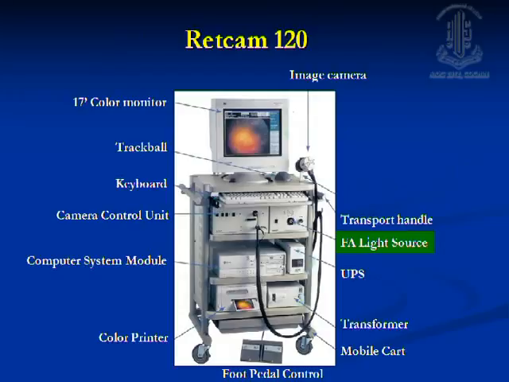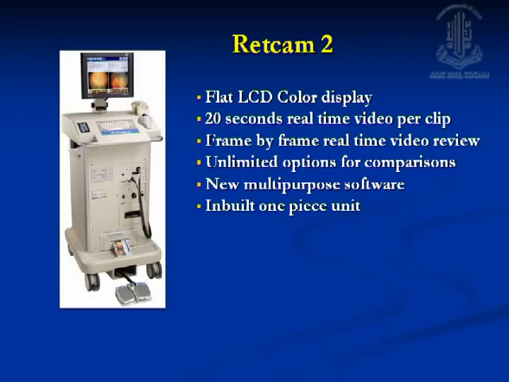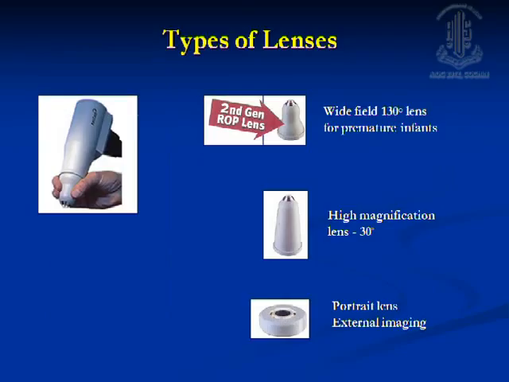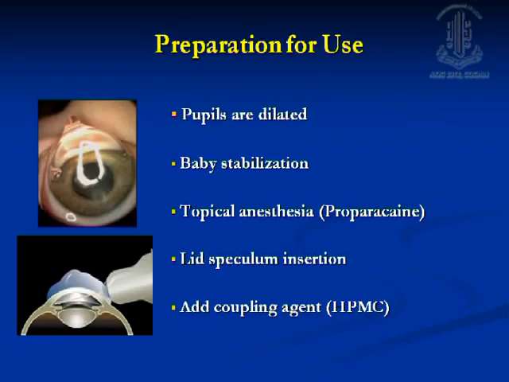Basically, it consists of a monitor and a handheld camera which you place over the eye. This is the next model of the RetCam which had come, and this is the latest model, the RetCam 3. It's an expensive instrument but is useful for ROP screening. This is the second generation ROP lens which is used, and it provides a field of 130 degrees. Again, similar steps are done, pupillary dilation is done, and examining all the periphery.